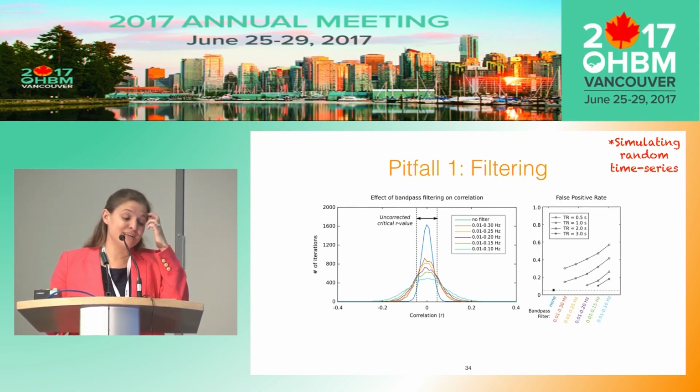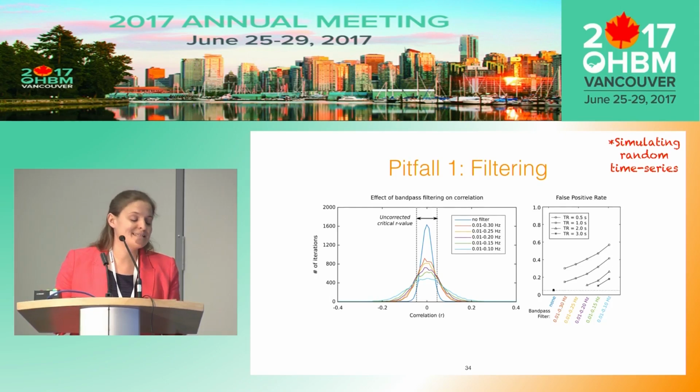And this will lead to an increased false positive rate. So I can't tell you how to correct the inflation of correlation values. That's just intrinsic when you have this filtering. But what you can do is correct your statistics to interpret what is significant.